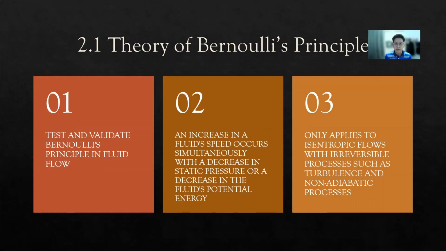So let's start. This is chapter 2, which is theory. 2.1 Theory of Bernoulli's principle. Number 1 is the test. This experiment is to test and validate Bernoulli's principle in fluid flow. Second, an increase in fluid speed occurs simultaneously with a decrease in static pressure or a decrease in fluid's potential energy. Third, it only applies to isentropic flows, excluding irreversible processes such as turbulent and non-adiabatic processes.